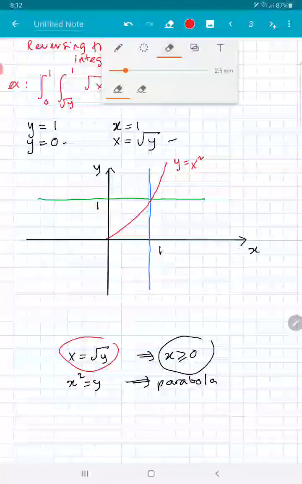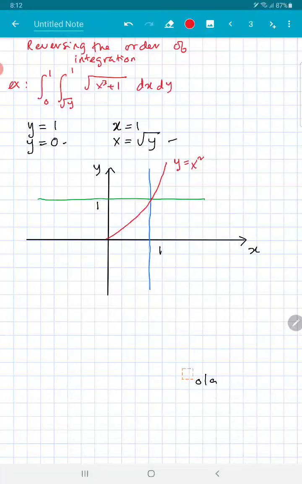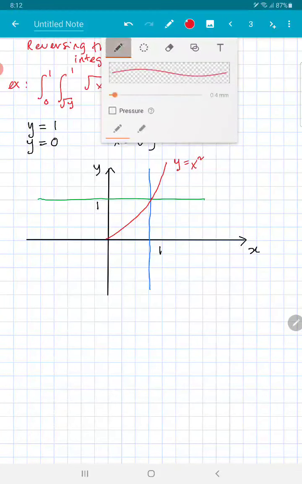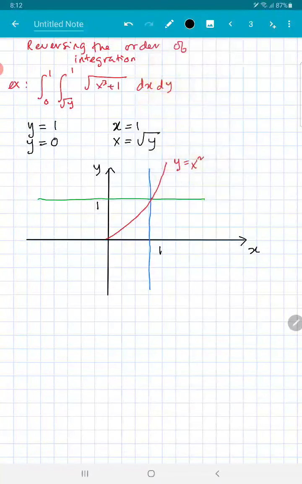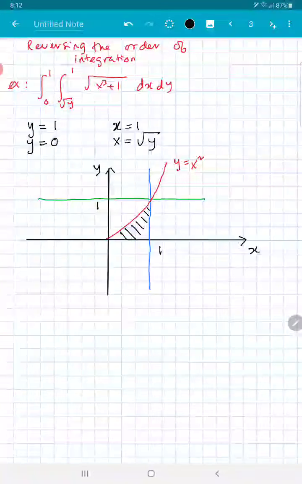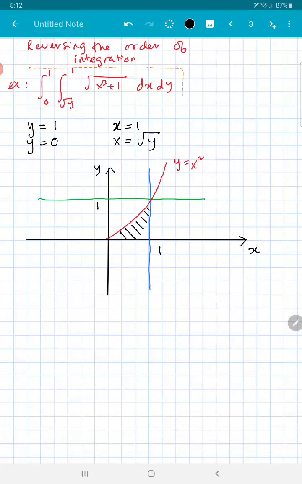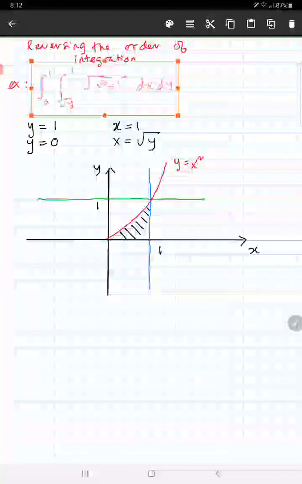Then we have y equals 0, which is just the x-axis. So from there we can shade our region of integration. So this is our region of integration. Now let's evaluate this by reversing the order of integration. But first we need to get the limits for our new integration. Let me copy this.